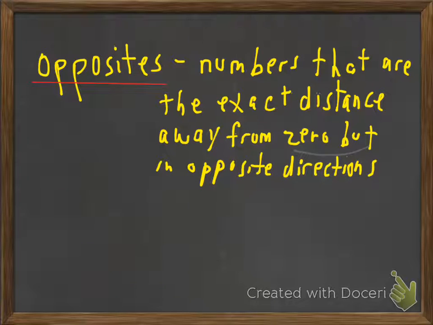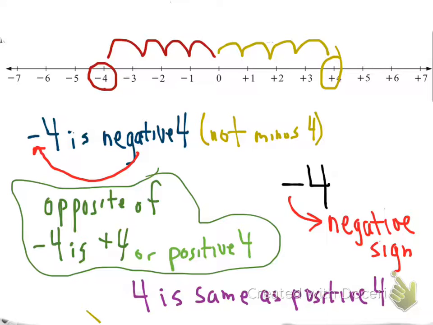Okay. So one term we want to be familiar with is this idea of opposites. Numbers that are the exact same distance away from 0 but in opposite directions. And again, like always, at any point, pause the video for more understanding if you need to slow down. So here's an example of some opposites, okay?